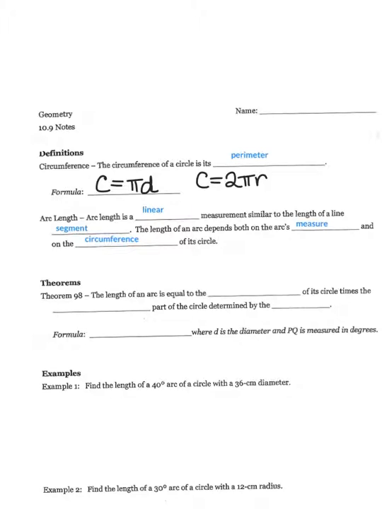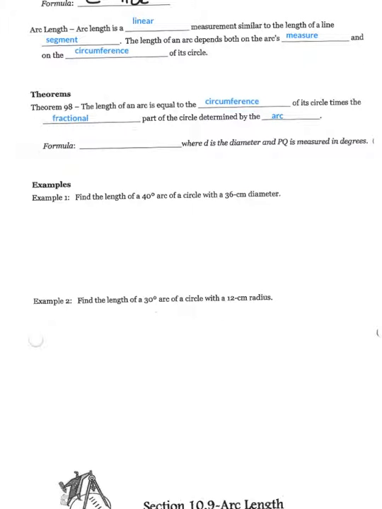Arc length. Arc length is a linear measurement similar to the length of a line segment. The length of an arc depends both on the arc's measure and on the circumference of its circle. Theorem 98 states that the length of an arc is equal to the circumference of its circle times the fractional part of the circle determined by the arc. So the formula, and I'm going to put it below: the arc length equals the arc measurement divided by 360 degrees times the circumference.